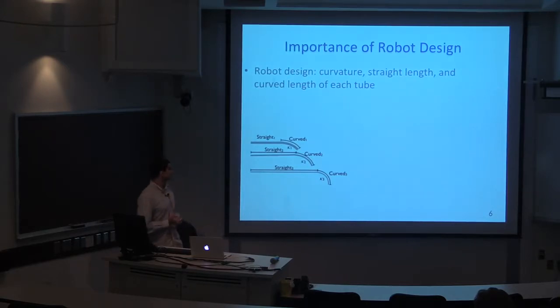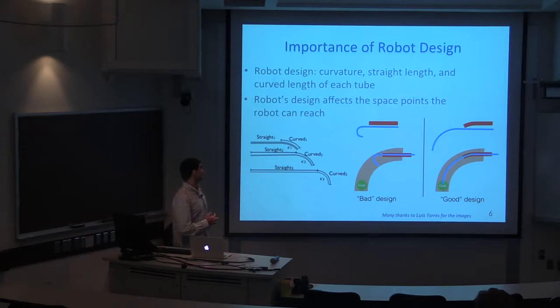And a robot design is just a set of parameters that denote the curvature, straight length, and curve length of each of the robot's tubes. So in here you can see a straight length, curve length, and the curvature. We have 3 parameters for each tube for a total of 9 parameters for a 3-tube robot. And as mentioned before, the design matters significantly. So on the left we can see a bad design, but on the right is a great design for this procedure. And we can see that the curvatures allow the design on the right to reach this goal, whereas the one on the left cannot reach the goal without colliding with this obstacle here.